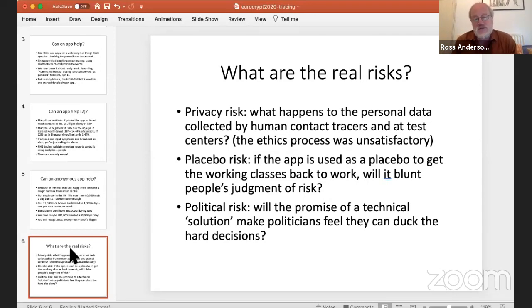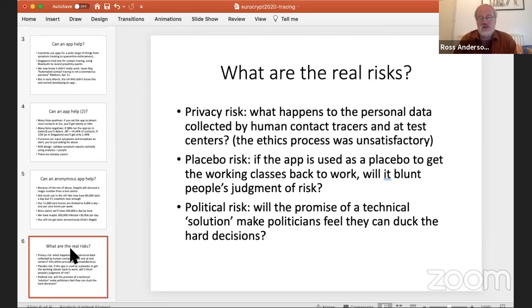The second thing is the placebo risk. If the app is used as a placebo to prod the working classes to go back to work, so that we middle class people can sit safely in our living rooms and talk on Zoom, and the upper classes can sit in their country mansions and collect the profits from the share dividends, what's the effect of that going to be? Is it going to blunt people's judgment of risk?